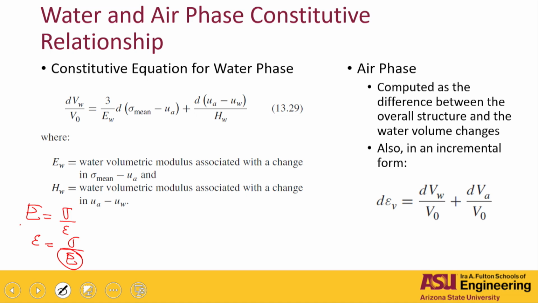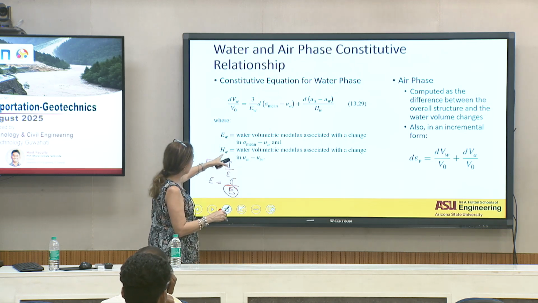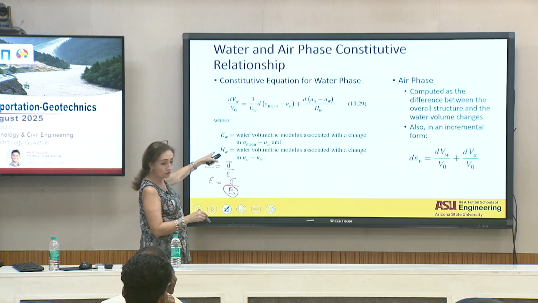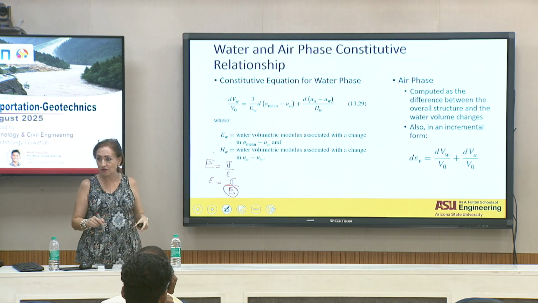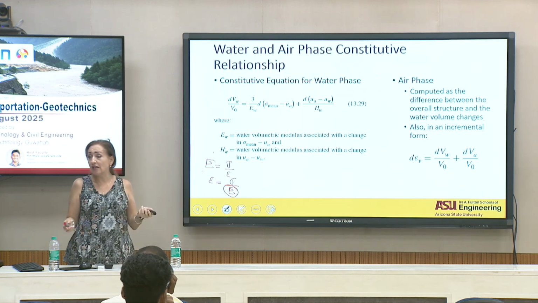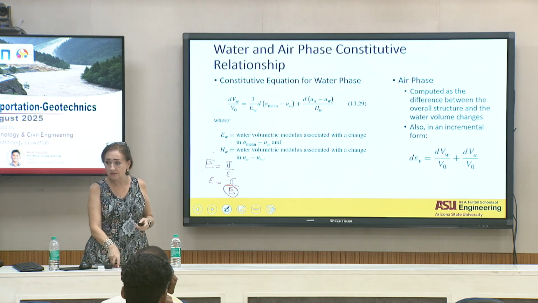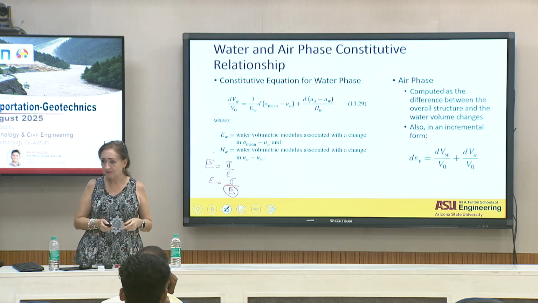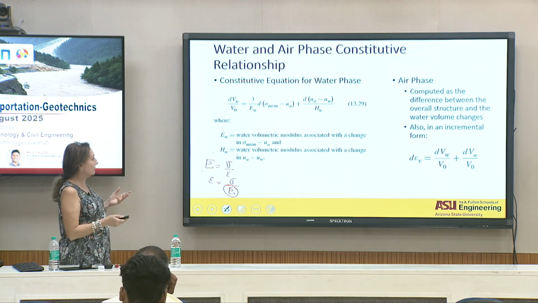And here, H_w is the water volumetric modulus associated with the change in the suction. It's another modulus. You see what it is? So there are four different moduli that you're probably going to need. There are four different material properties that you need, and those are available. Okay? What do you expect of that?